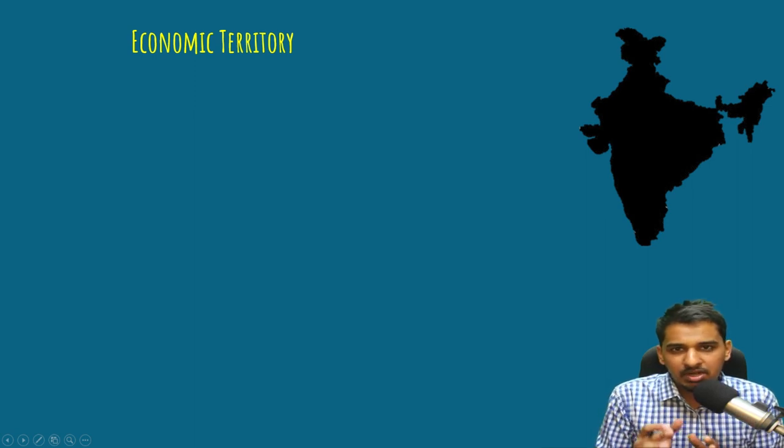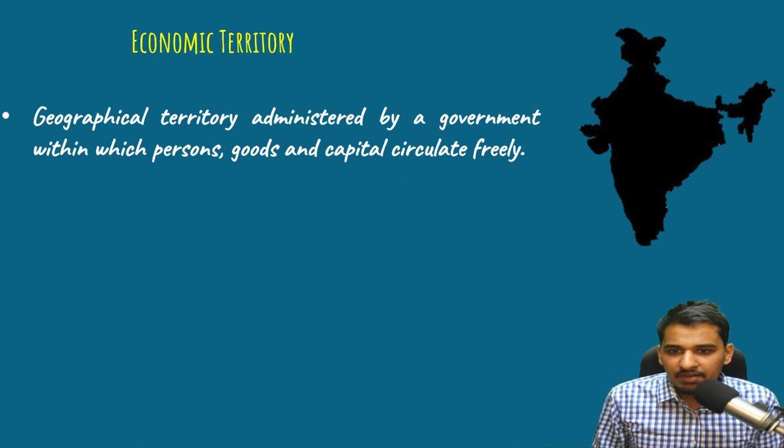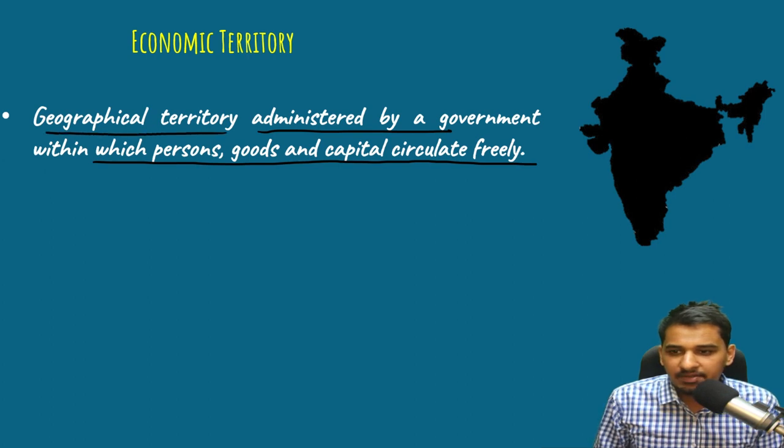Now this is the geographical entity India. This is its geographical boundaries. But there's a difference between economic territory and geographical territory. Geographical territory is administered by a government, within which persons, goods and capital circulate freely. This is a geographical territory. Now what is the difference between economic territory and geographical territory?